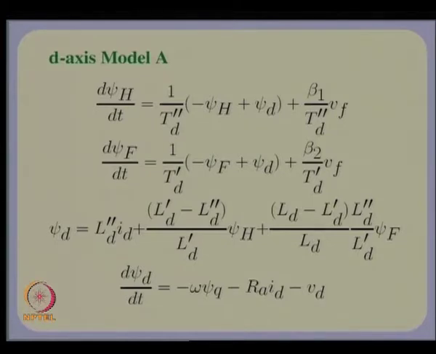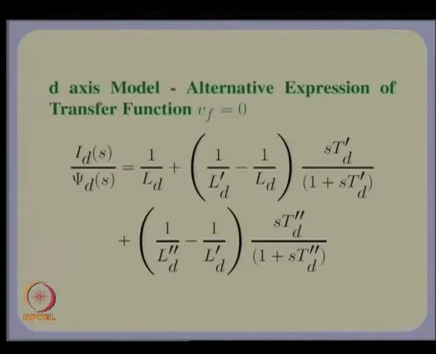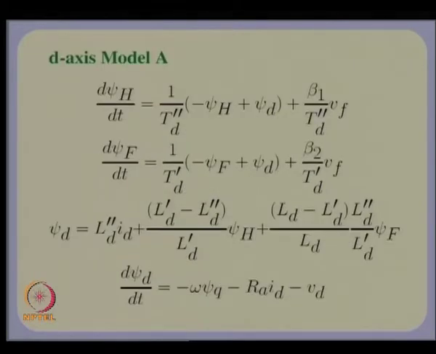You can verify that you will get exactly the same transfer function as given here. So, this is the nature of the model on the D axis, but remember there is one catch here. In model A, the state psi uppercase H and the state psi uppercase F are not equal to psi lowercase h and psi lowercase f.